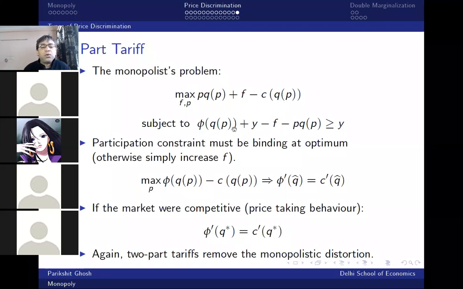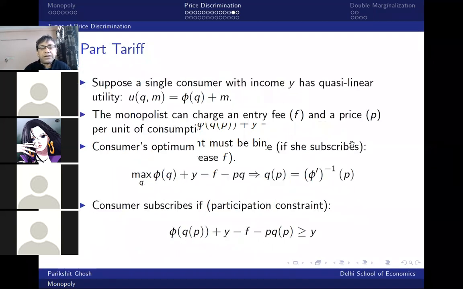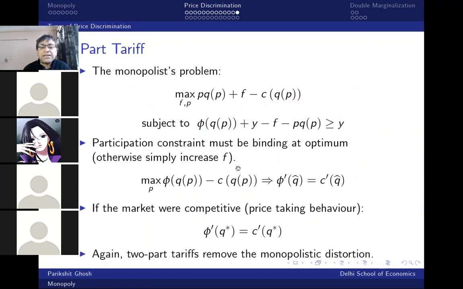Subject to this participation constraint, right? The question becomes moot if you have priced it in a way that the consumer just quits, then you make nothing, right? Assuming that it's worthwhile for the monopolist to serve this consumer at least to some degree, this problem can be formulated as maximizing this profit function subject to this participation constraint.